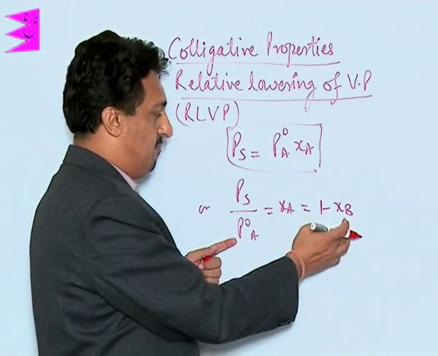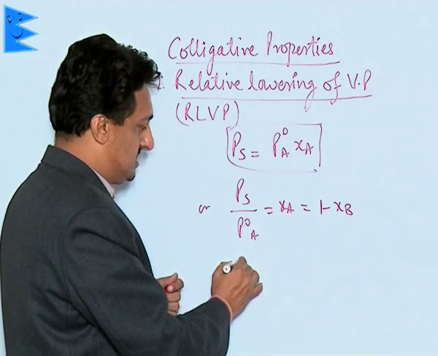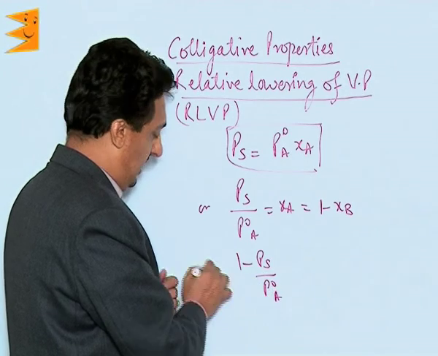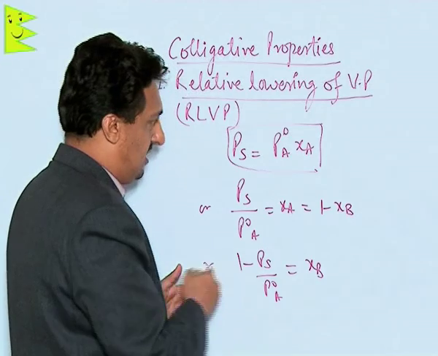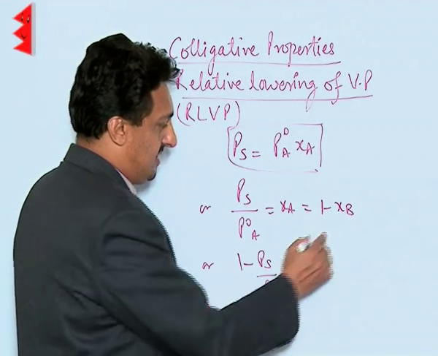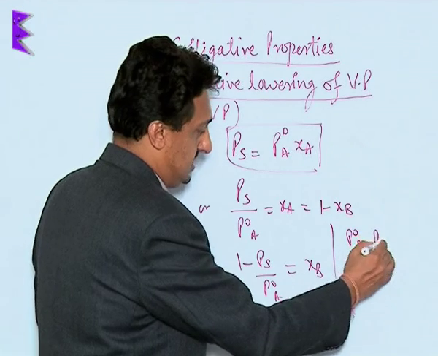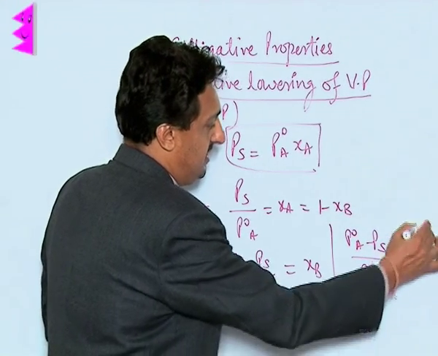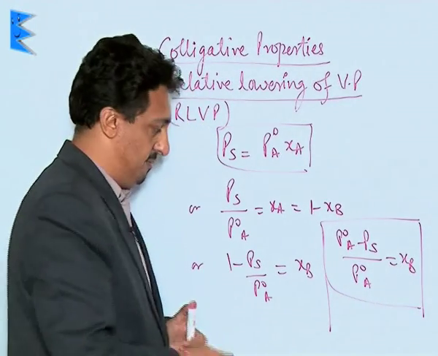So we bring this whole term here. What we get is 1 minus PS upon P naught A equals XB, or this term can then be written as P naught A minus PS upon P naught A equal to XB. This is your formula for the relative lowering of vapor pressure.